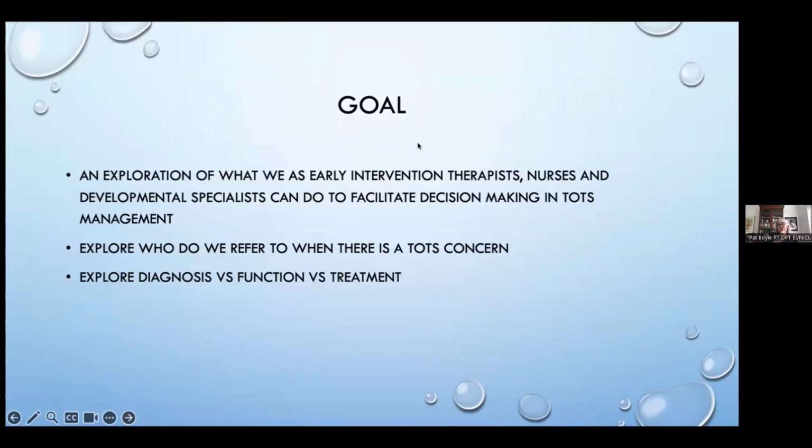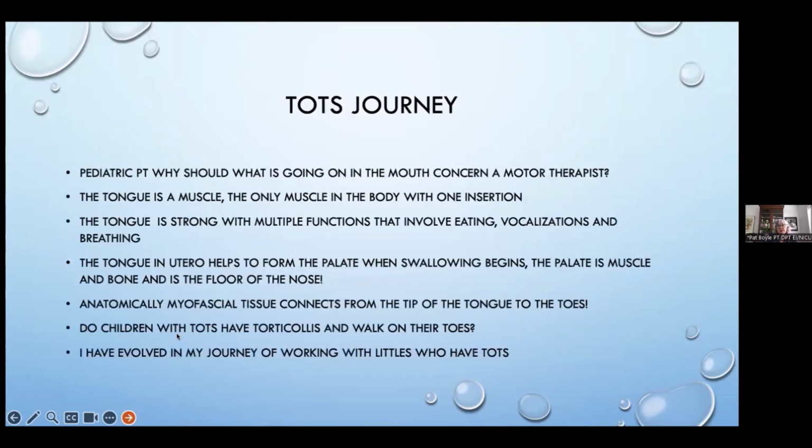Okay. So my goal here with this group is to explore what we as early intervention therapists, nurses, and developmental specialists can do to facilitate decision making in TOTs management. Explore who we refer to when there's a TOTs concern. And the biggest thing I want to focus on is to explore the diagnosis versus function versus treatment. So I've had a journey with this, and the journey's been ongoing and long because you do doubt yourself when this kind of thing is not part of your scope of practice, and then you have to make it your scope of practice.